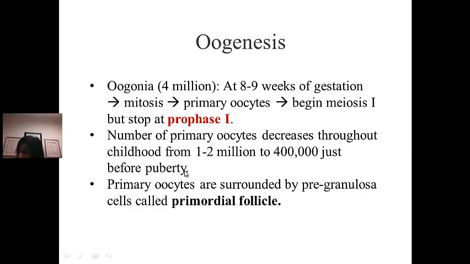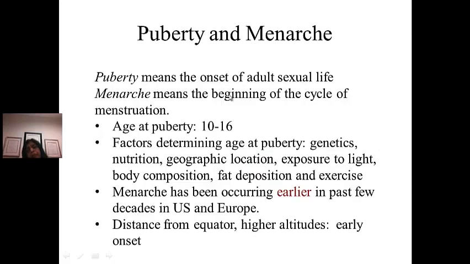What happens to these cells, why they die, is not known. The process of losing these cells in such large numbers is what you call atresia. Primary oocytes, each one of these is surrounded by a layer of cells, and the structure together is called a primordial follicle. Let's talk about puberty and menarche here.